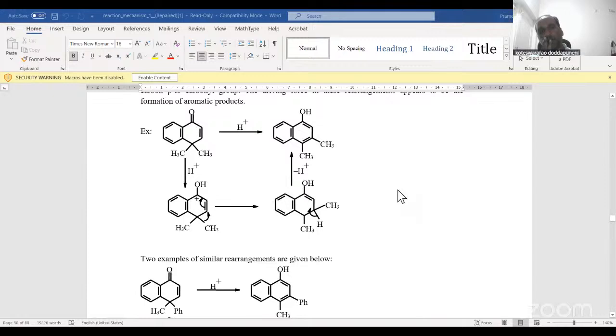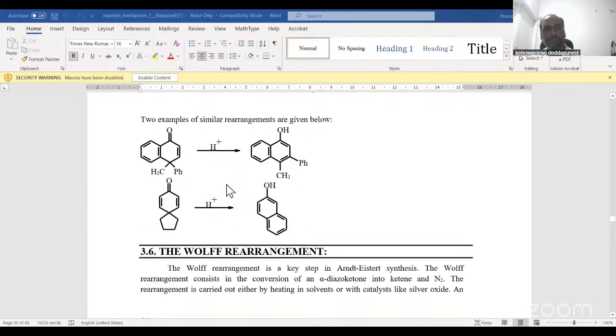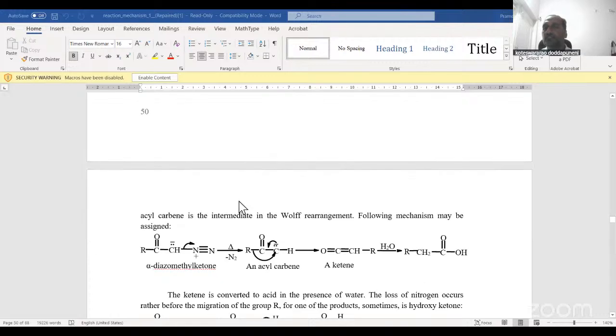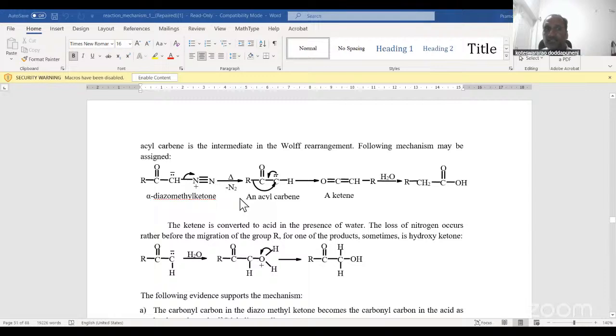Next, some aromatic compounds; look here for the rearrangement. Next, the Wolff rearrangement. The Wolff rearrangement is an important step in the Arndt-Eistert synthesis. The Wolff rearrangement consists of the conversion of an alpha diazo ketone into a ketene by elimination of nitrogen gas. The rearrangement is carried out either by heating in solvents or with catalysts like silver oxide. A carbene is the intermediate. Previously we discussed the carbene intermediate; the same carbene intermediate is involved in this reaction.